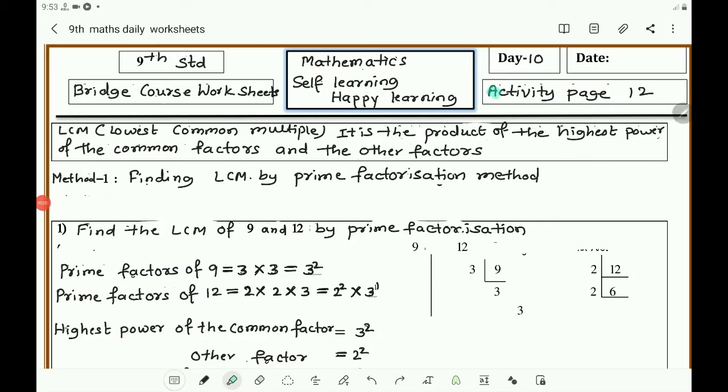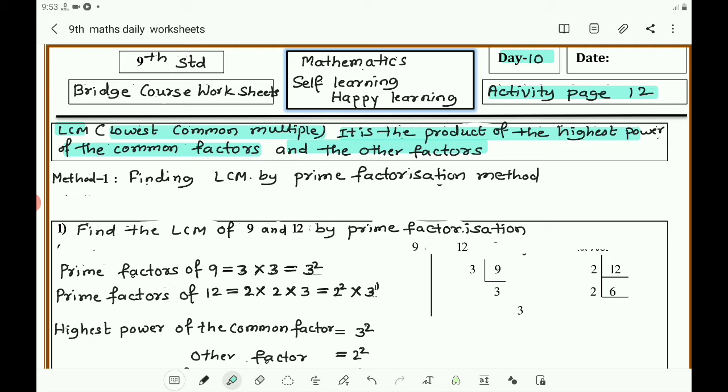Children, it is activity page 12 for day 10. It is about the LCM, lowest common multiple. What is lowest common multiple? It is the product of the highest power of the common factors and the other factors. Among the multiples, the lowest is the lowest common multiple.